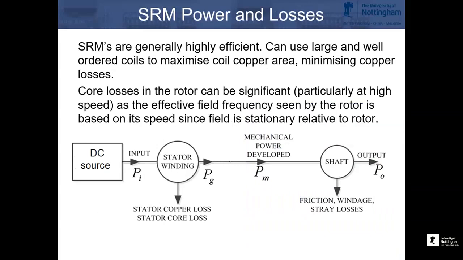And you can define these just like any other machine in terms of power and losses. So you can define these chiefly around what losses they produce. In the case of SRMs, because they don't have any permanent magnets or any current carrying conductors on the rotor, the key things we see are stator copper loss, stator core loss, and we also see rotor iron loss because the field is stationary relative to the rotor. And then the same friction, windage, and stray losses.